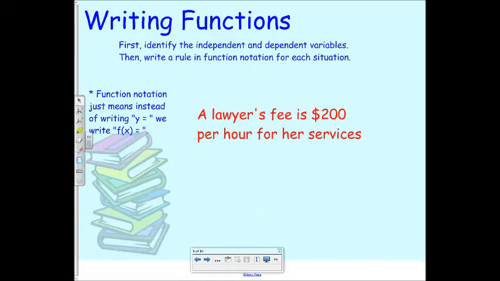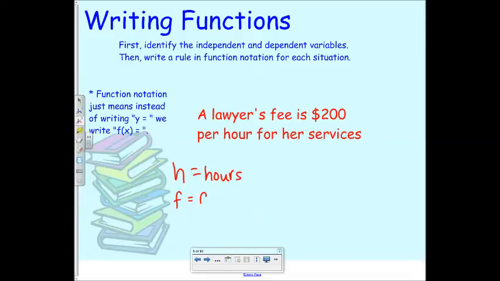So to write a function, if you don't have a table, sometimes all you're going to have is a word problem. So when you're writing a function, the first thing you want to do is identify the variables that you're talking about. So for this problem in red: a lawyer's fee is $200 per hour for her services. So what are my two variables there? The hour. Okay, so we've got the time, which is hours. So what should my variable be for that? H. So H equals hours. Okay. And then what's my other variable? Her fee, the money she makes, right? We're going to call it F for fee. So that's how much money she makes.